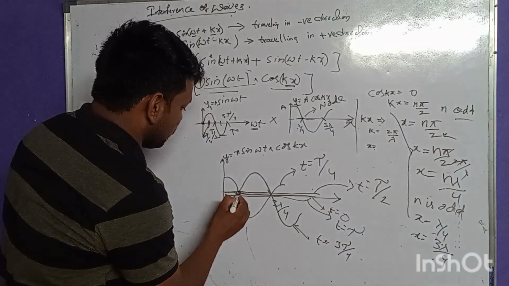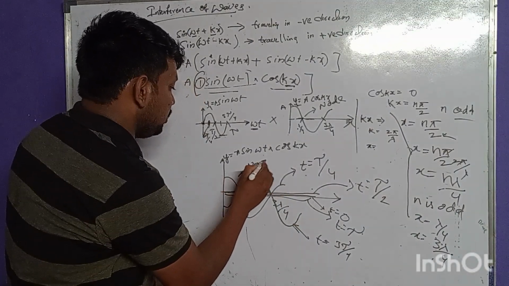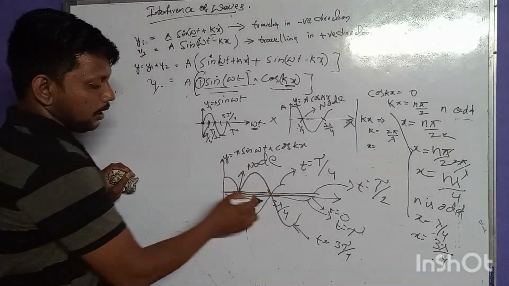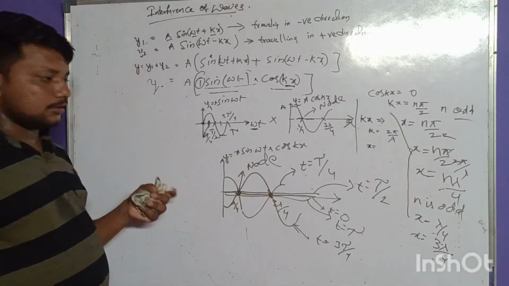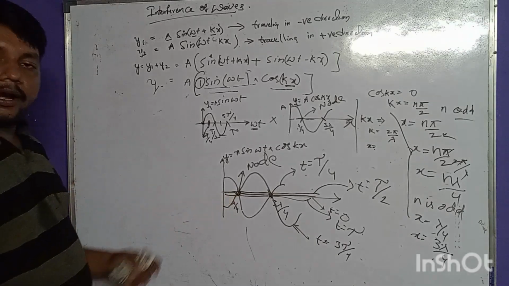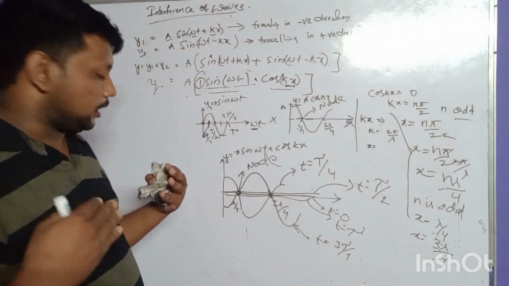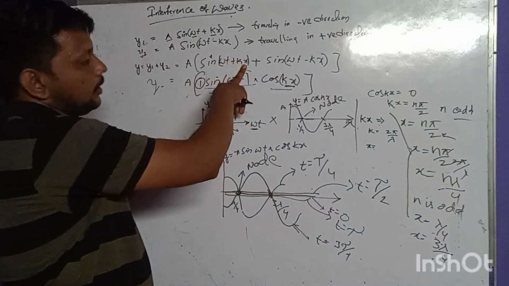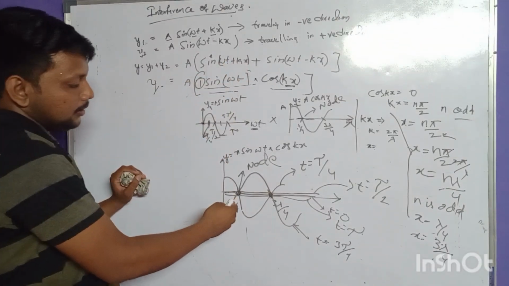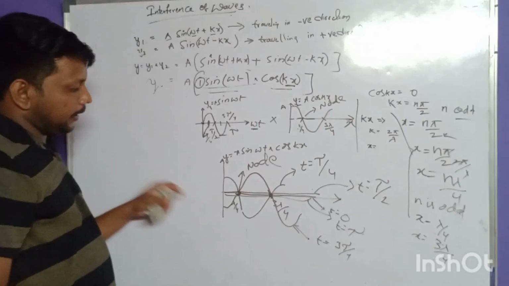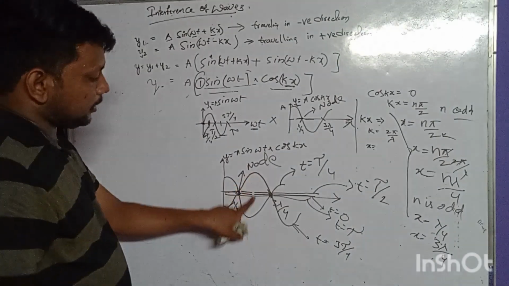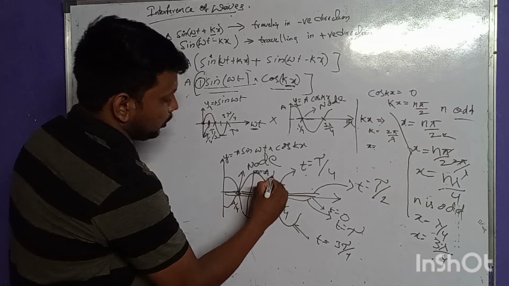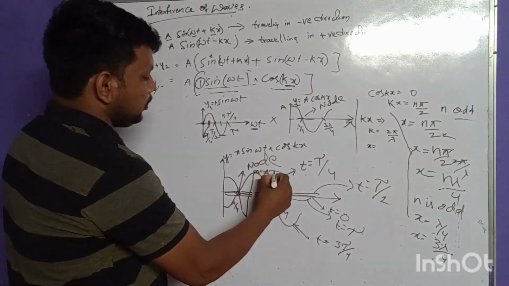This is a node. We can physically observe this node, right? In a stretched string, we can observe this type of wave when two waves are passing in opposite directions with the same frequency and the same wavelength, right? This is a node and this is called an anti-node. Anti-node, right?